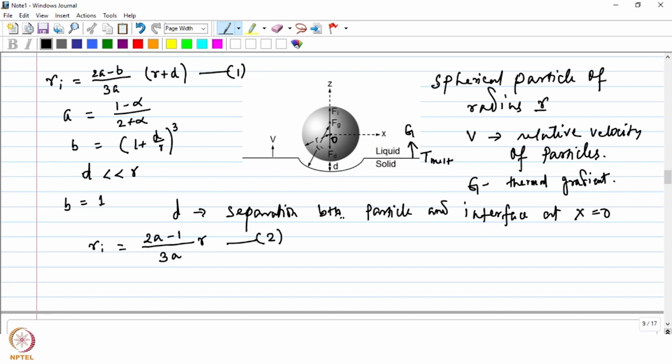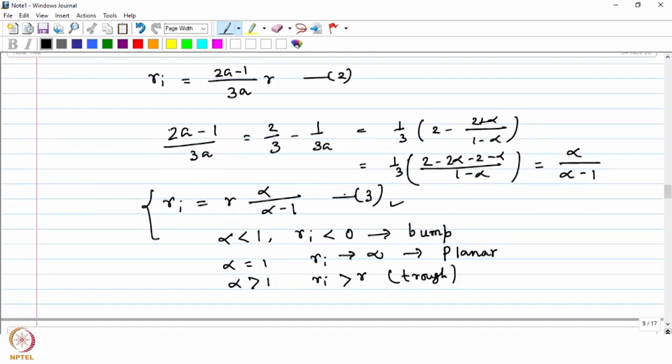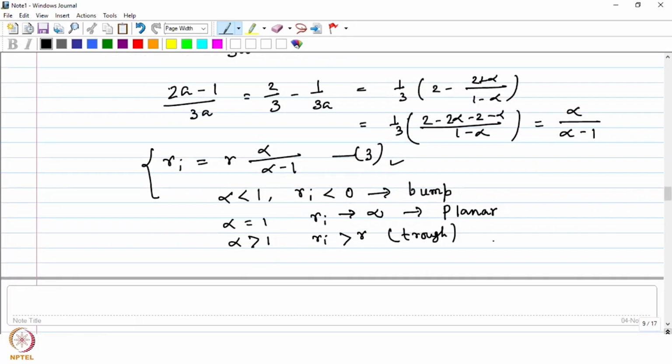When Ri is more than R, then only this trough develops, and this will lead to engulfment of the particles. Whereas development of the bump leads to pushing of the particles.